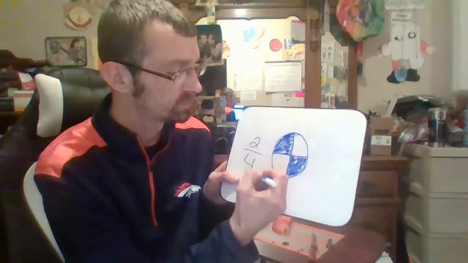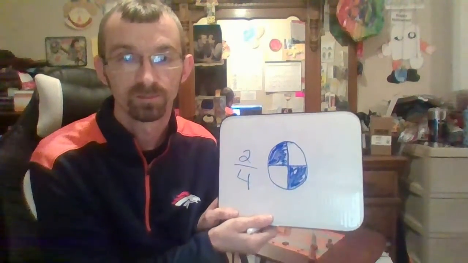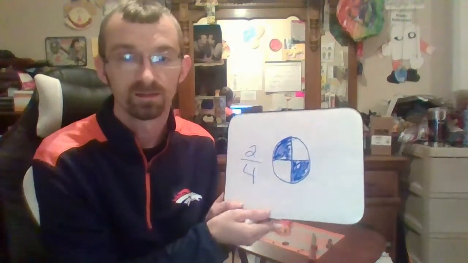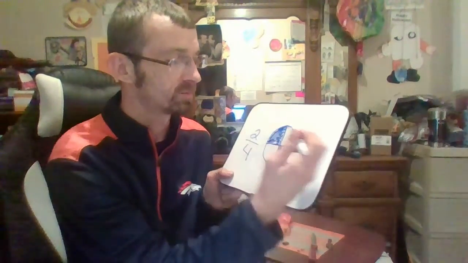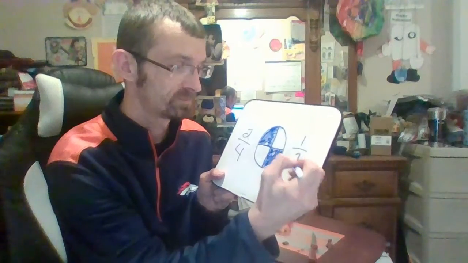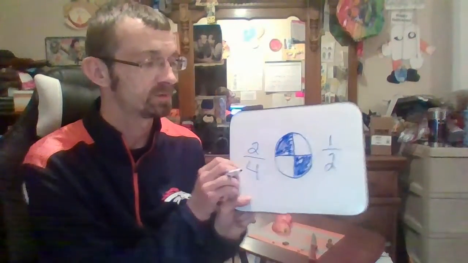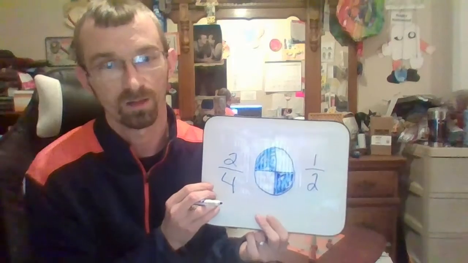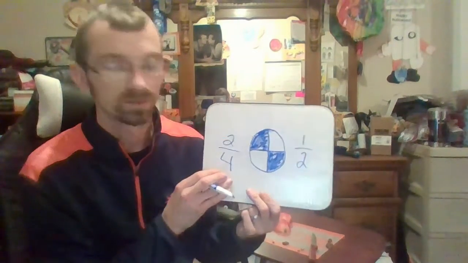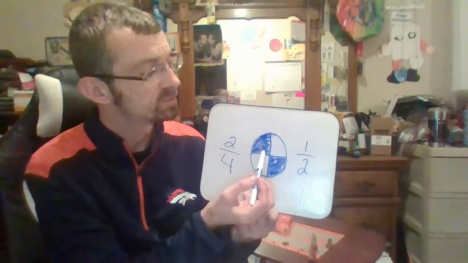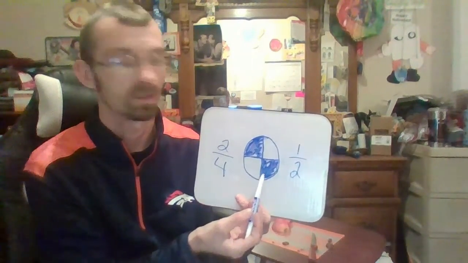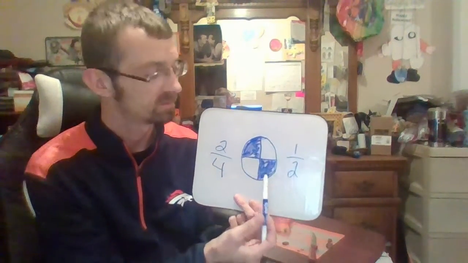Alright, very good. So a lot of you wrote 2/4. And 2/4 is fine. That is the same as 1/2. So right now, if you write 2/4, I'm not going to count that one. I understand that you know that 2 of these parts of the whole are shaded, and there are 4 equal parts.